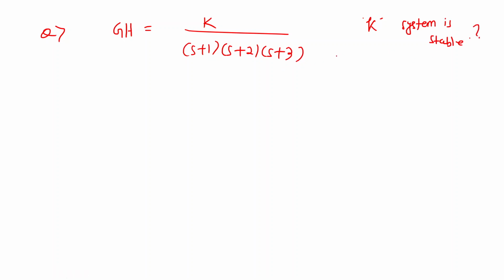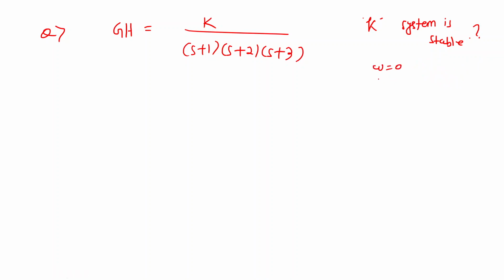You can solve this question by Routh array criterion, or by root locus. But here we can find the K value for system stability by using the Nyquist plot, which is frequency domain analysis. So whenever you see a question asking for the K value for stability, your first step is to find the Nyquist plot, so first find the polar plot.